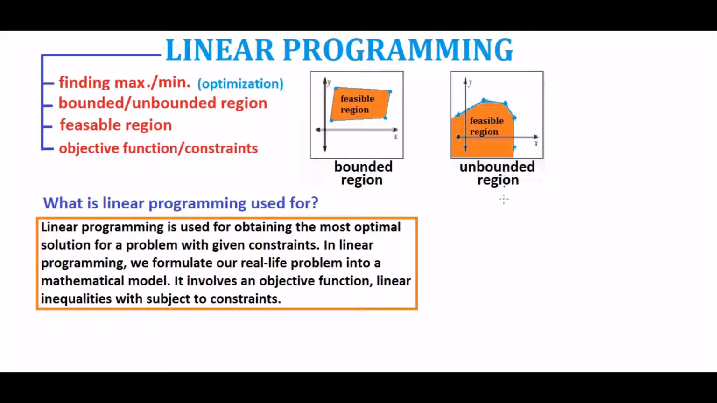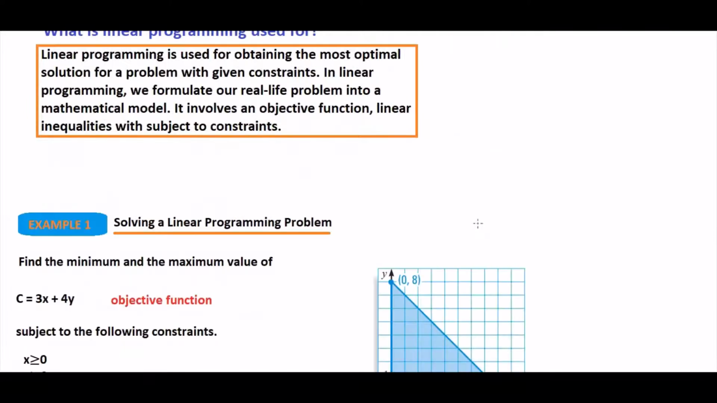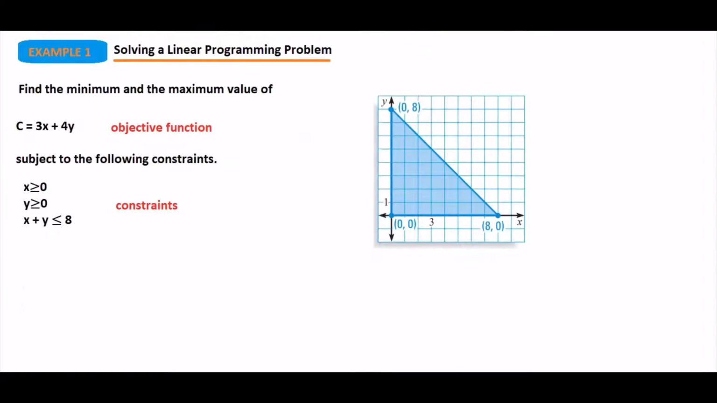Let's see example 1 on linear programming. Find the minimum and maximum value of 3x plus 4y. This is our objective function, and we were given 3 constraints. x is greater than or equal to 0, y is greater than or equal to 0, x plus y is less than or equal to 8. You can solve this problem either algebraically, graphically, or even using matrices. Let's see how we can solve this problem algebraically and graphically first.